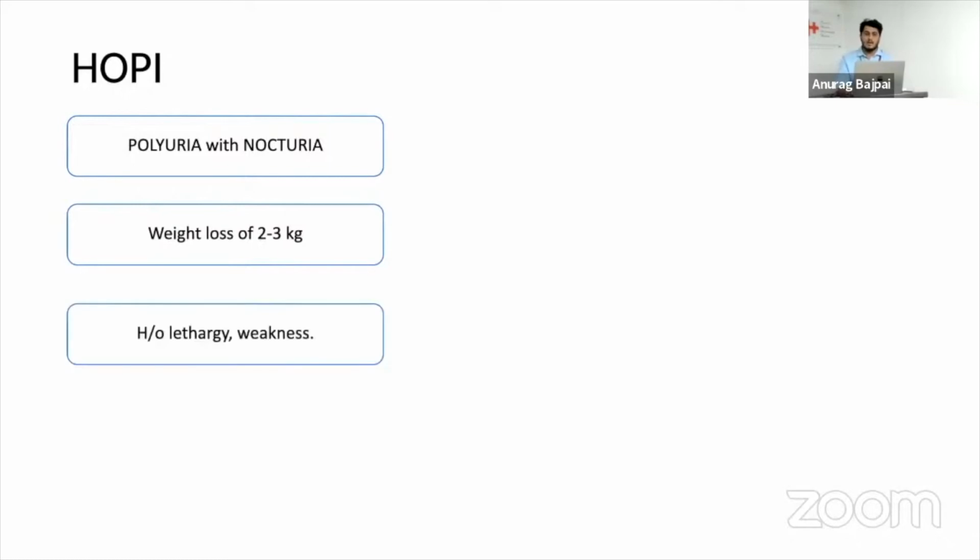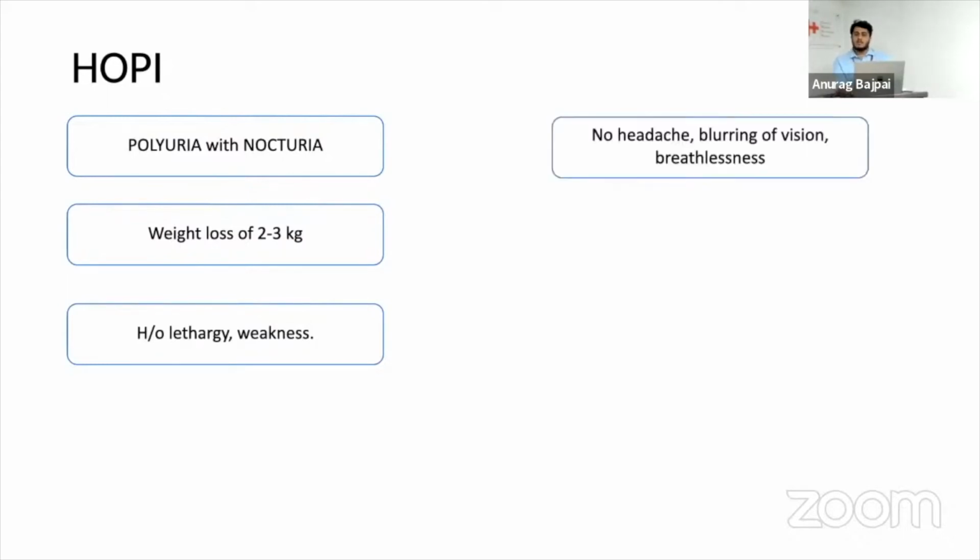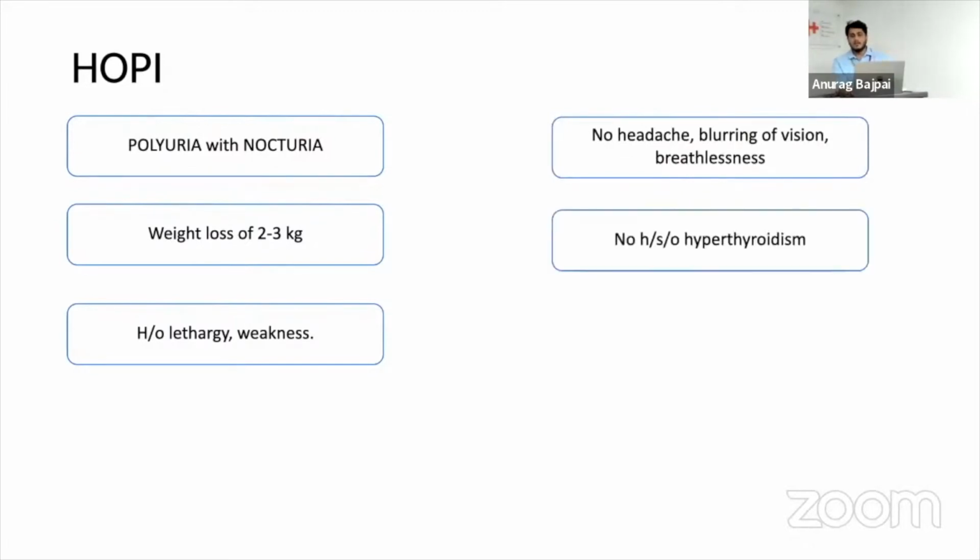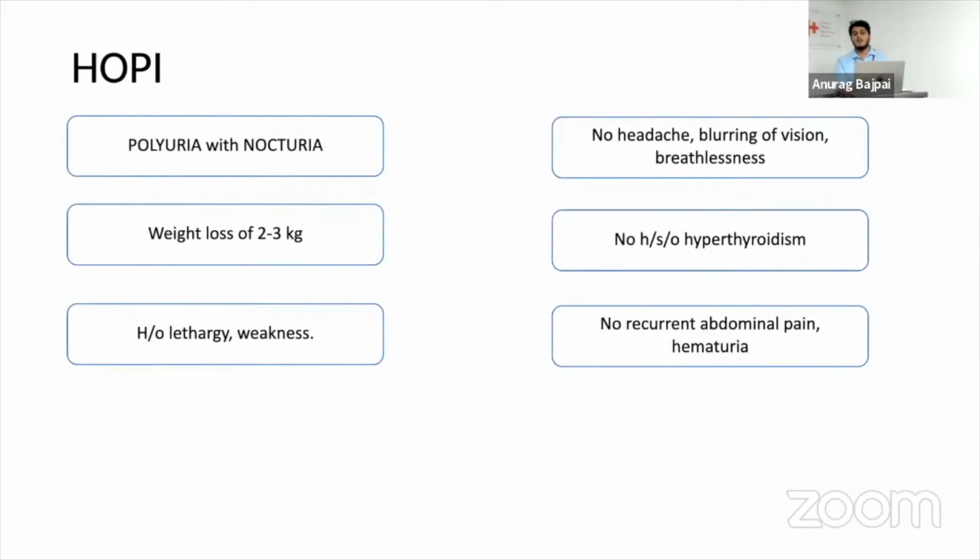And when we asked the history, there was polyuria, basically in the form of nocturia, where she had to wake up at least once or twice during the night to pass urine. There was weight loss of around 2 to 3 kilos in the last 1 year, and there was weakness and lethargy. She was not able to carry out her normal activities. There was no history of headache, blurring of vision, or breathlessness to suggest hypertension or increased blood pressure. There was no history suggestive of hyperthyroidism, and no history of recurrent abdominal pain or hematuria, ruling out any obstructive cause.